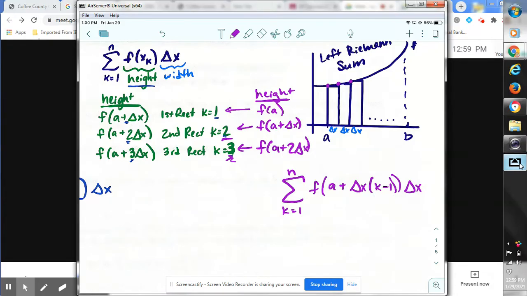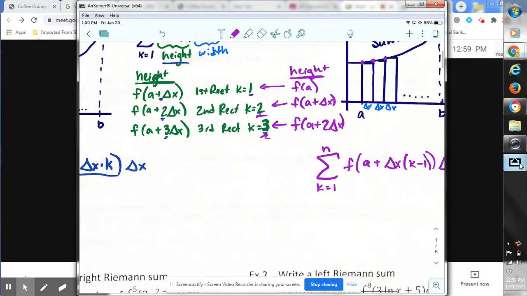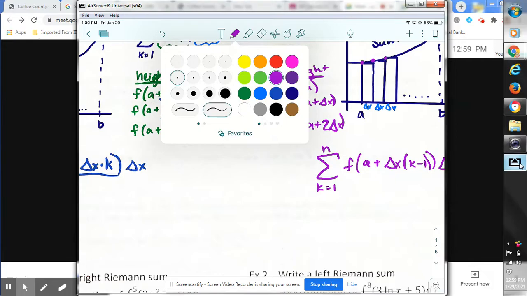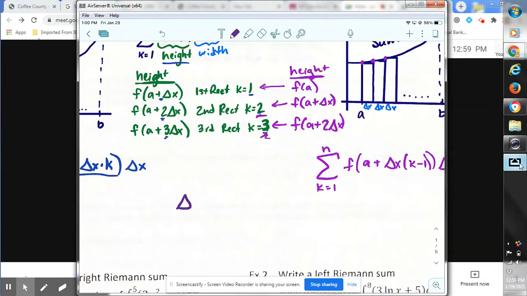Okay, and then the delta x is found the exact same way that we've done it in the past. So that's the width of each rectangle. So that's going to be equal to b minus a over n. So the larger value in the interval, or the upper limit minus the lower limit, divided by how many rectangles we want to have.